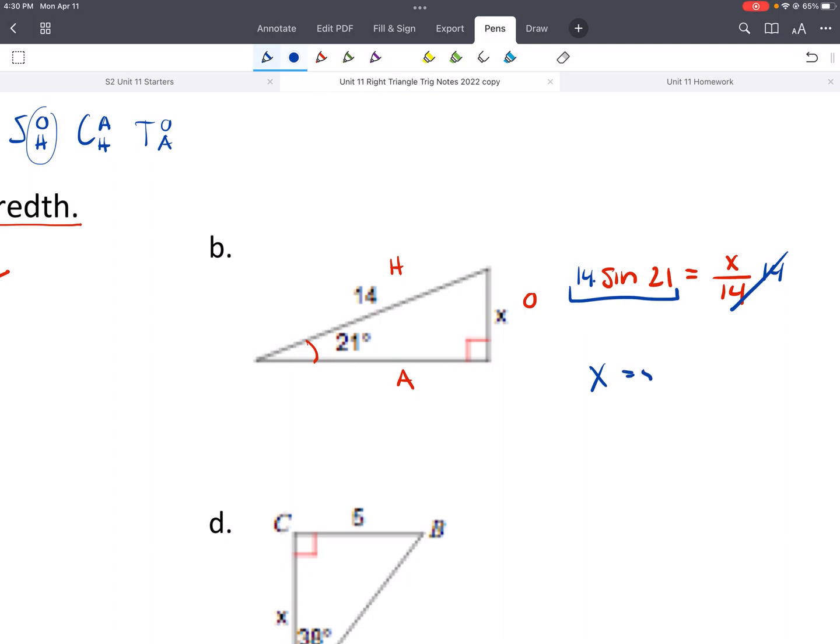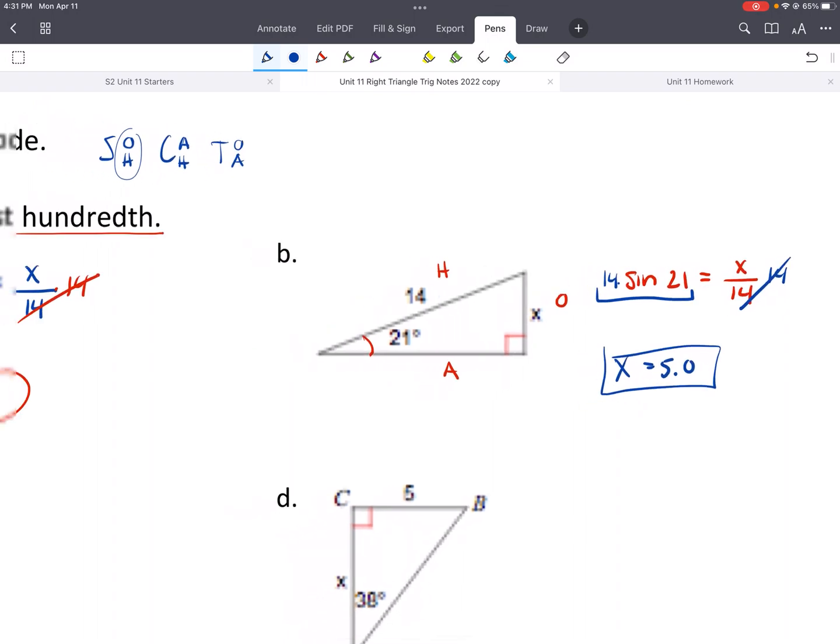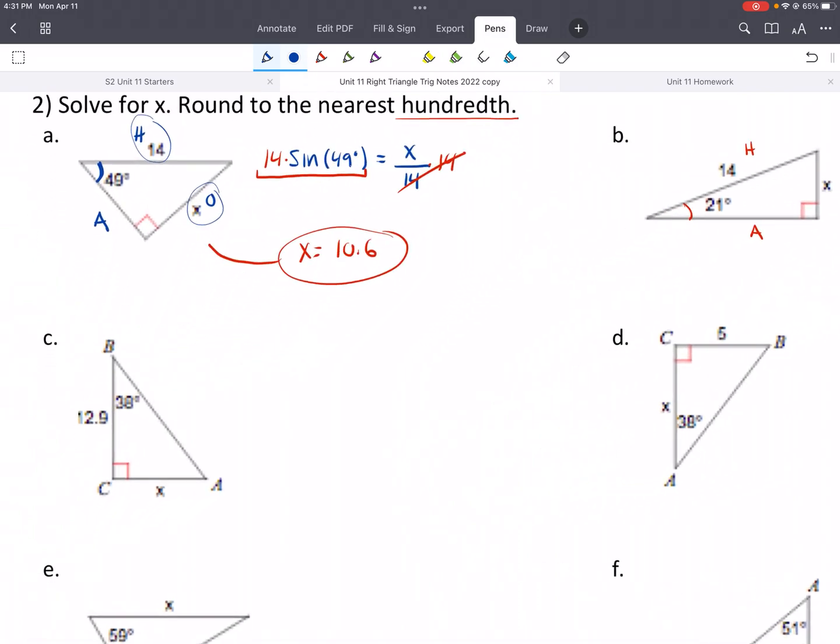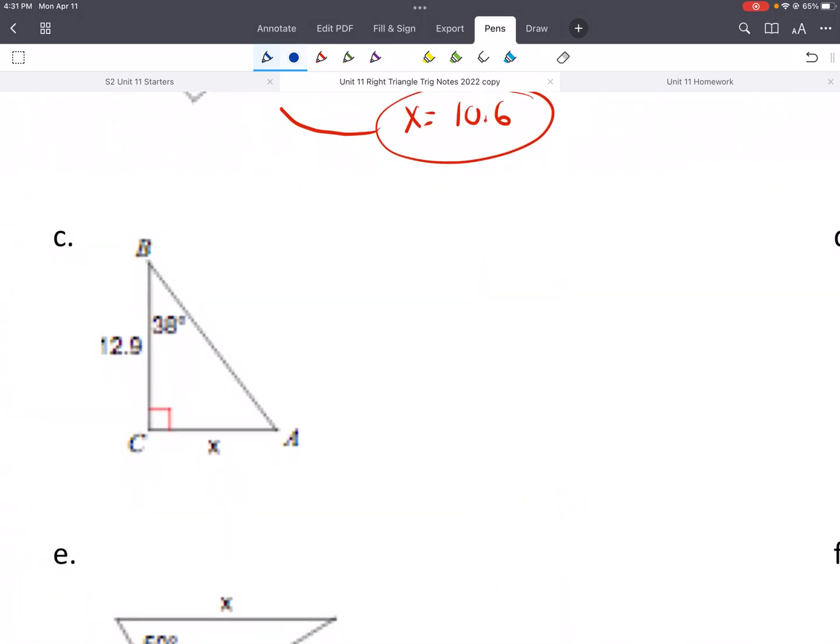So here I got 5.0, if I round to 1 decimal place. Maybe I should do hundredths place, but whatever. Okay, so let's give this one a try. So we're going to run into something that's a little different as we go along.